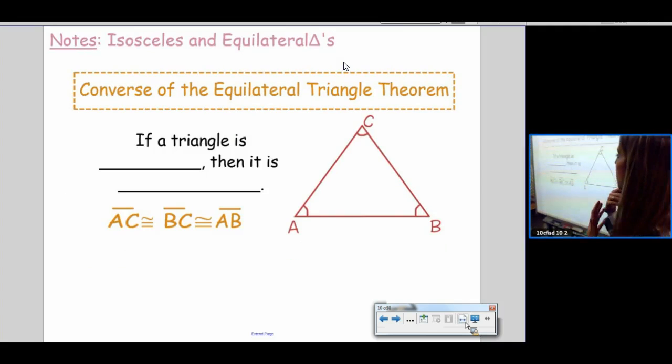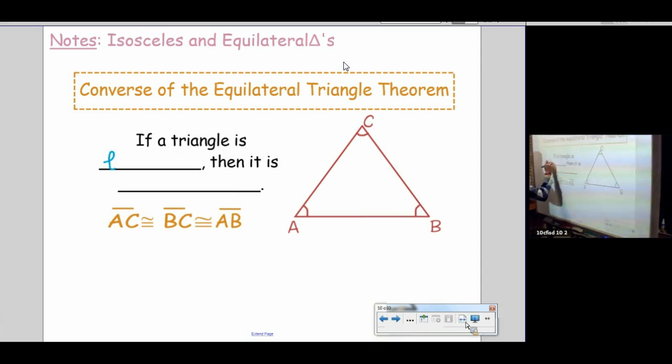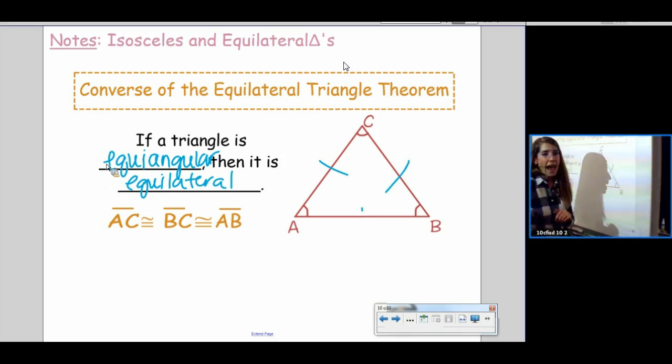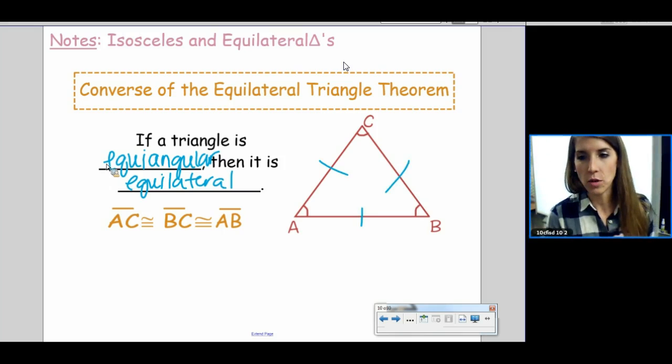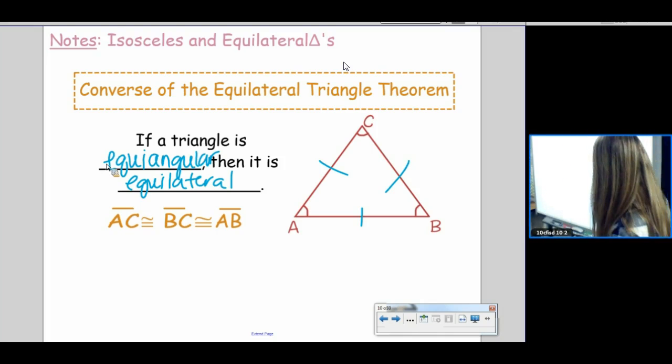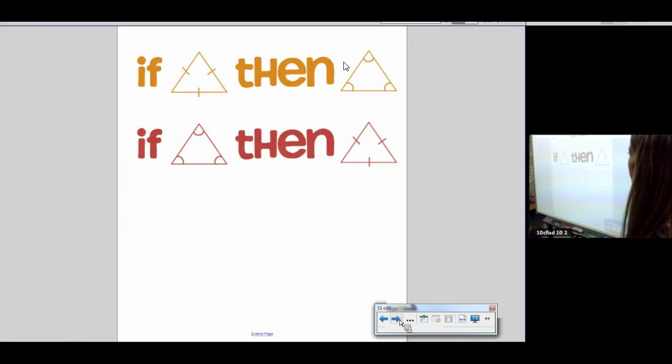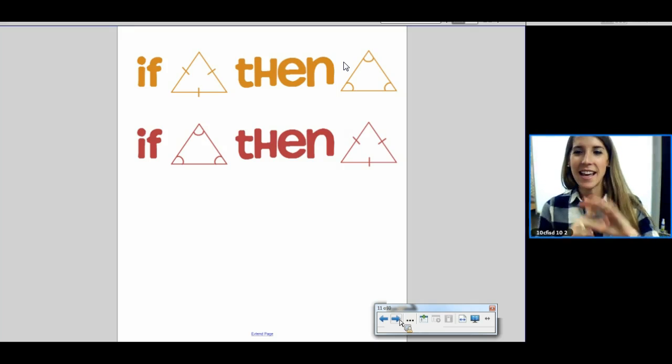If a triangle is equiangular, then it is equilateral. So if three angles are congruent, then you can go ahead and add yourself three tick marks to the picture. So the original is true and the converse is true for both of those theorems. So I tried to give you a little picture representation of it. If all sides are congruent, then all angles are congruent. If all angles are congruent, then all sides are congruent. So there is the equilateral triangle theorem and its converse in pictures.